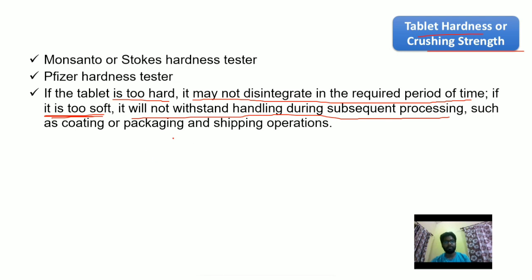Nowadays hardness is tested by the Monsanto or Stokes hardness tester, or the Pfizer hardness tester. These two are commonly used to determine the hardness of a tablet.